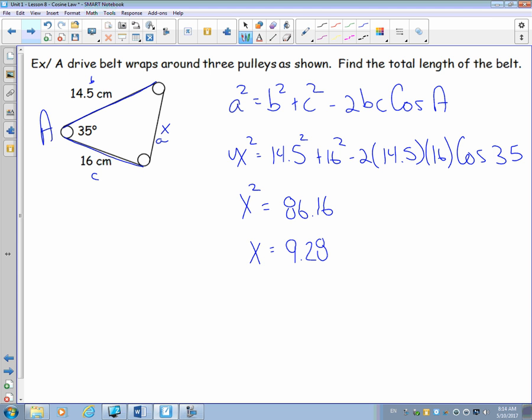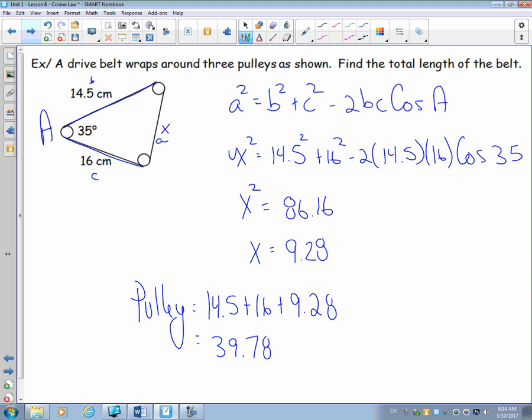That's not the answer to my question. The question was, how long is the belt? Well, the belt is made up of the 14.5 for the one side, the 16 for the other, and our new one, 9.28 for the third side. So altogether, that belt should be 39.78. And this is in centimeters. Okay, so a quick one there. Let's try another one.